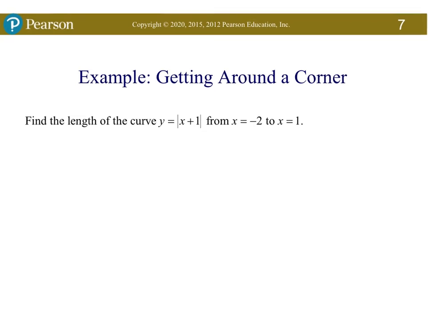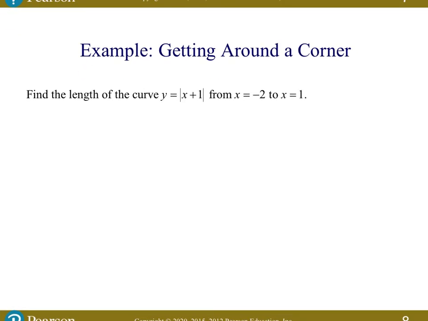All right, how do you get around a corner? So let's start with a simple corner with an absolute value. This absolute value is moved 1 to the left, so we're at -1. And we want to know the length of this curve from -2 to +1. So we're looking at the length of the curve that would go from -2 and then turn the corner and go to +1. So how long is that?